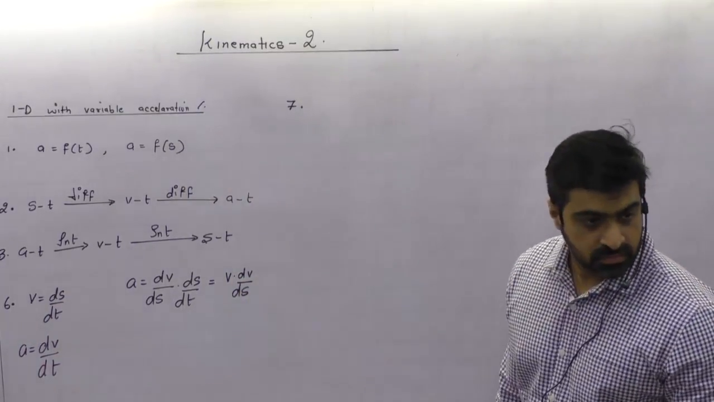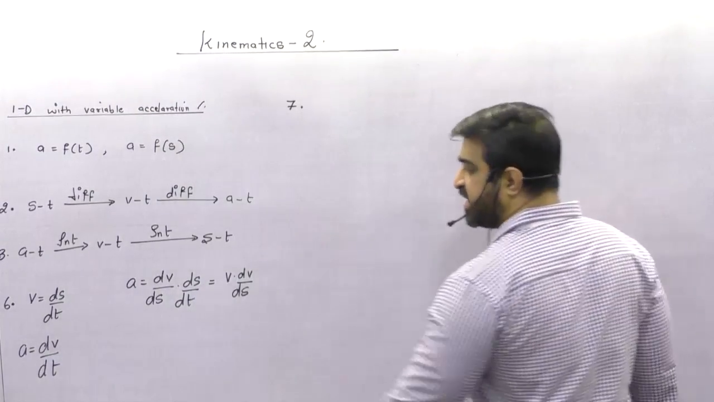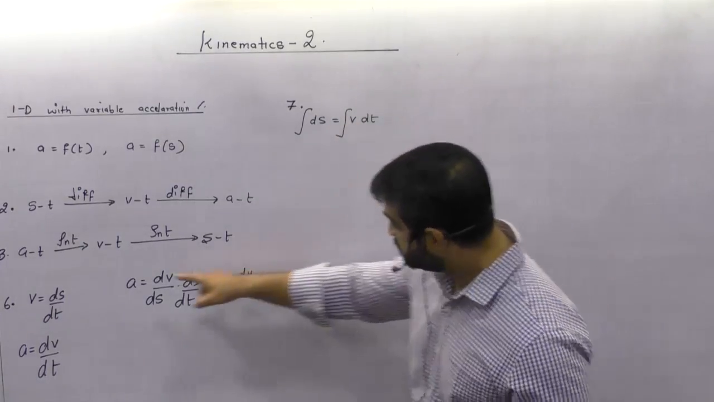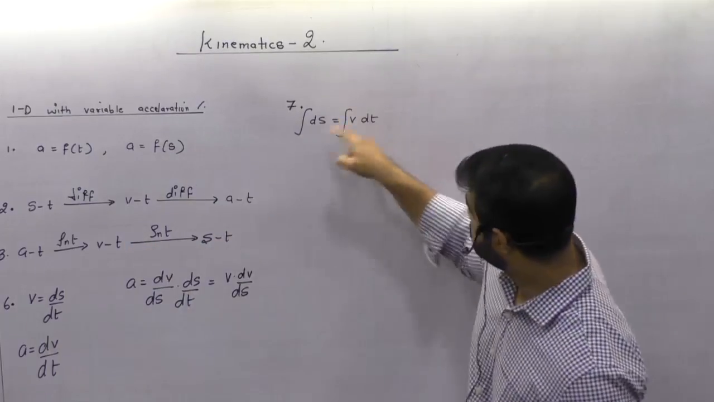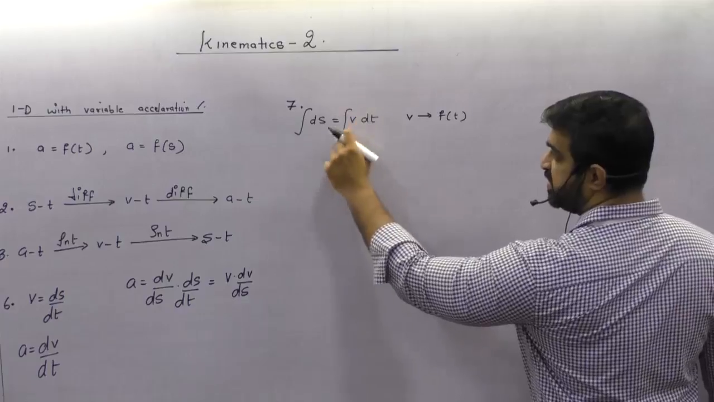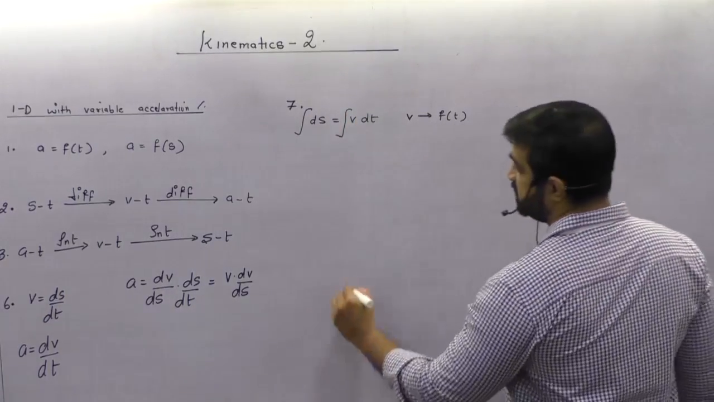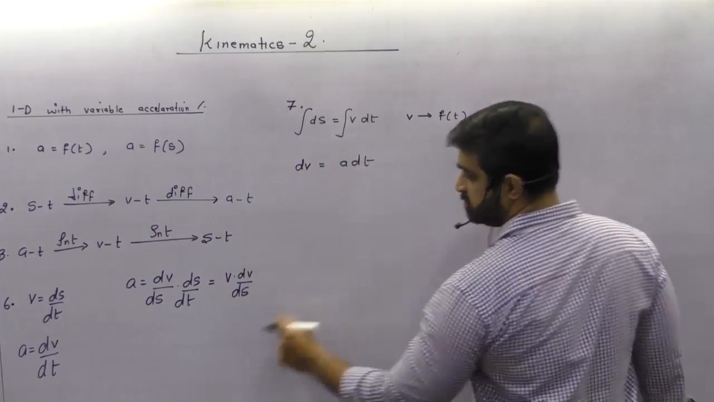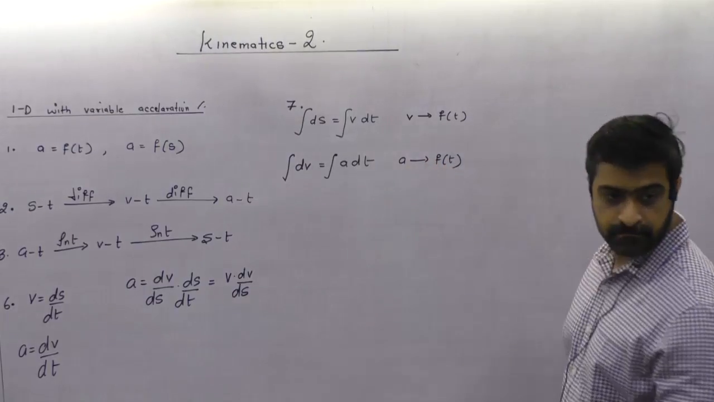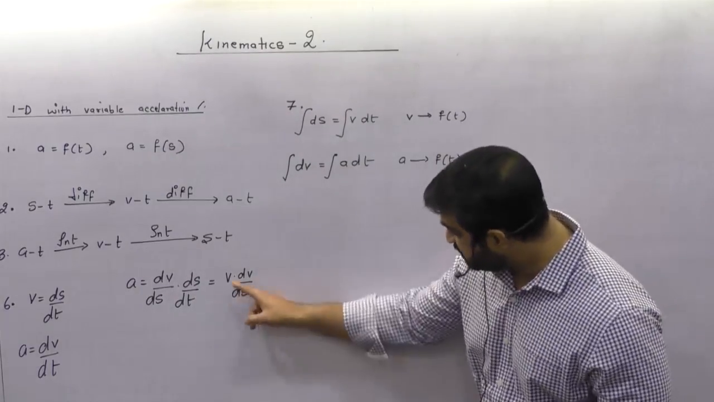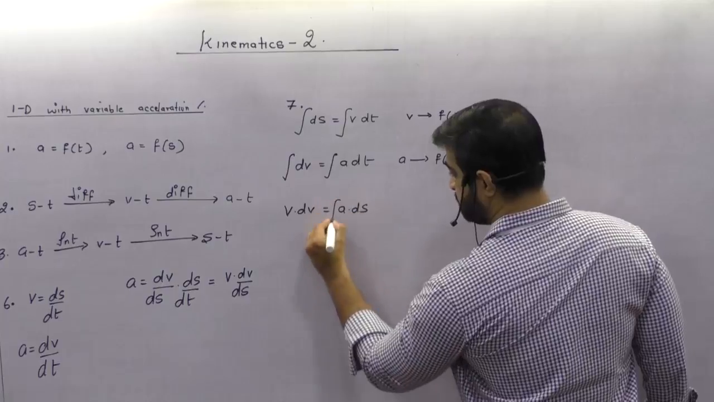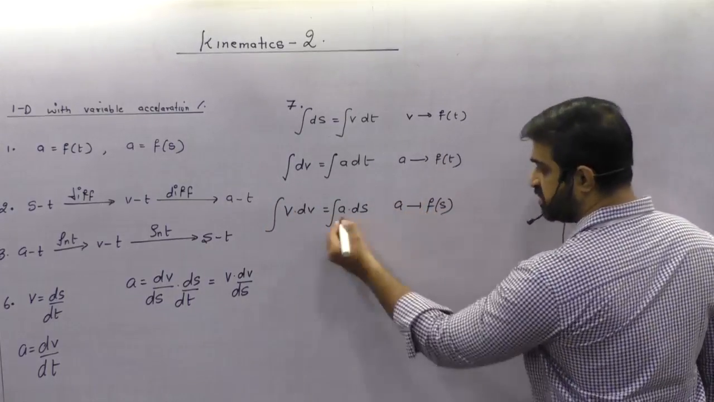Yes or no, sir? Yes. Can I take s on one side? Can I say ds is v dt? So you can see from vt equation, you want st equation, you integrate. Vt is given. They tell you that v is a function of time. So v is a function of time, you integrate this, you get s equation. Similarly, if I take this, dv will be a dt. So a should be a function of time. Yes or no, sir? And over here, can I say v dv will become a ds? Over here a should be a function of s. Then you will be able to integrate.